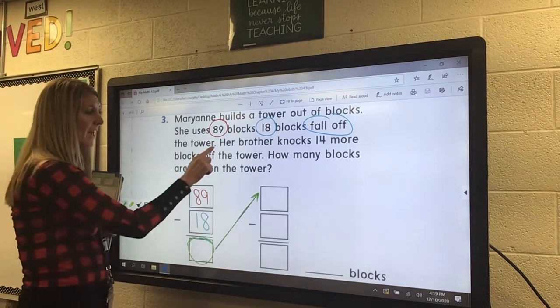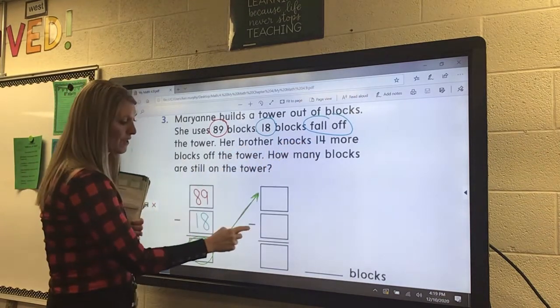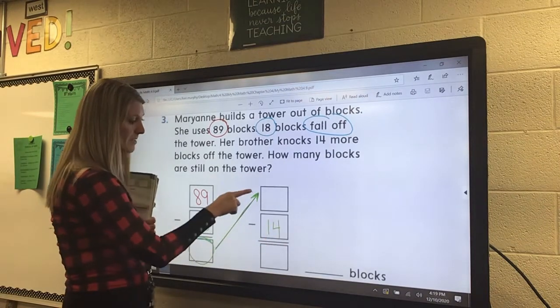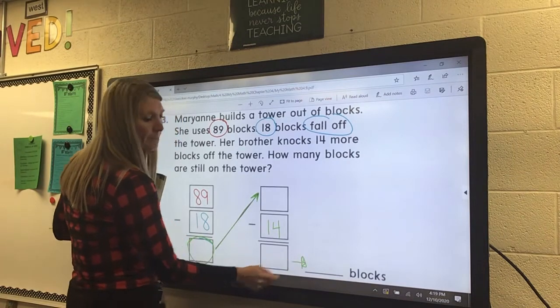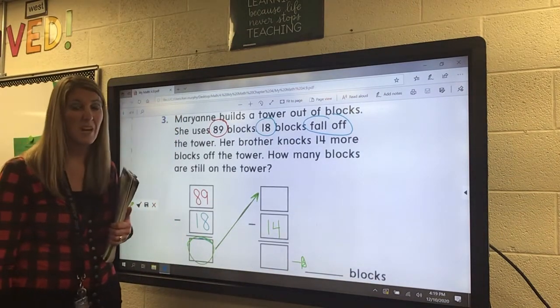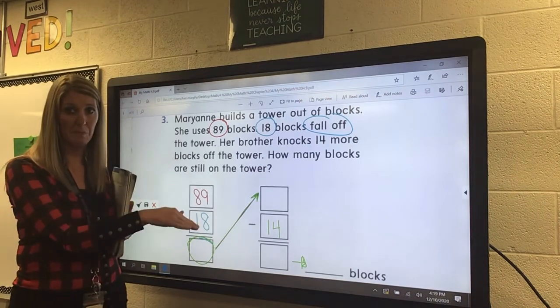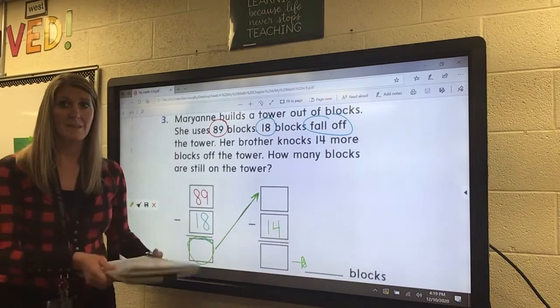Okay? Then it says her brother knocks 14 more blocks off. So you know you're gonna have to subtract. So you're gonna subtract 14. So whatever your number is there, subtract 14 and get your answer and then put your answer there. All right, see if you can do this one on your own. Pause the video to fill those in and to subtract both steps and then put your answer there, please.